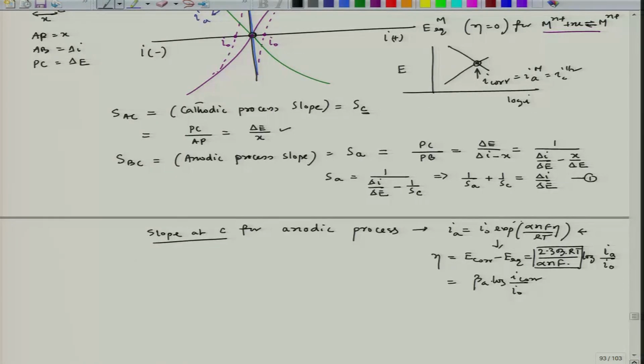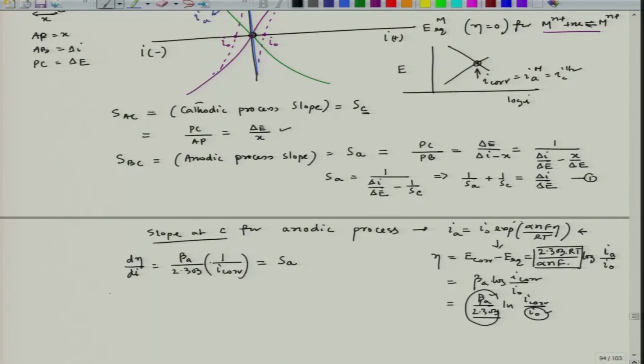Now if I do dη/di, which will be, I can also write it as β_A 2.303 ln(I_corr/I0). So then I can write this one as β_A/(2.303 I_corr). Since I0 is constant, this entire part is constant. So then this becomes this. So this is nothing but S_A.